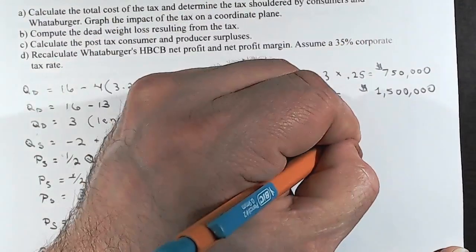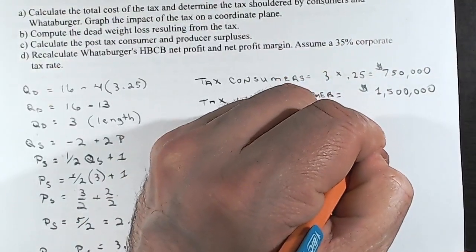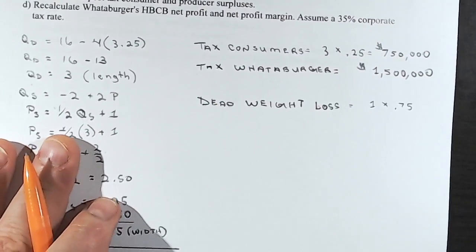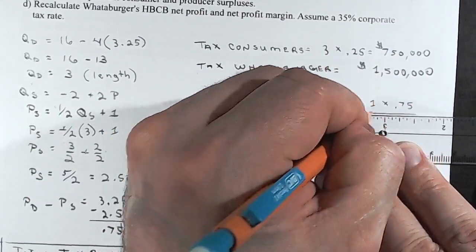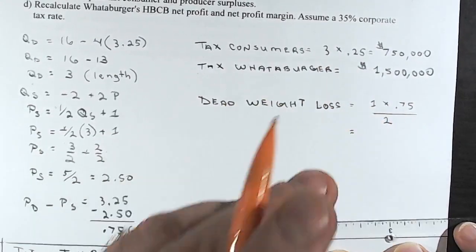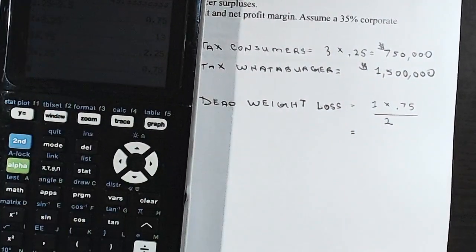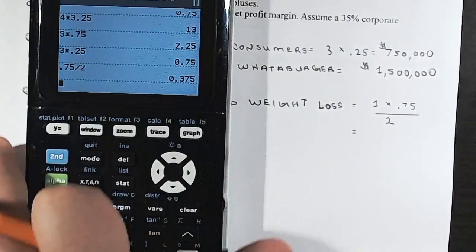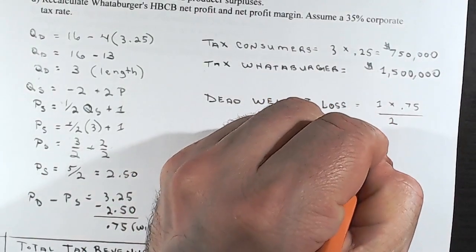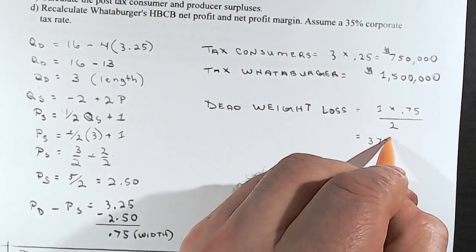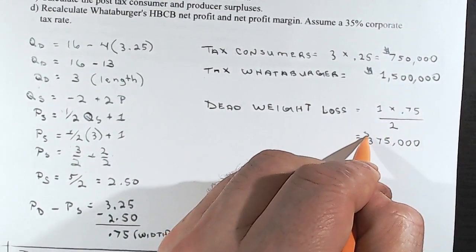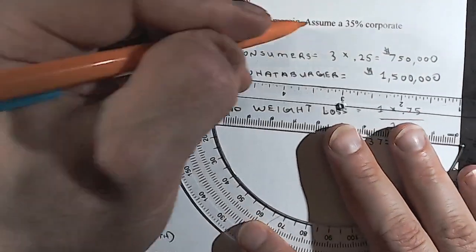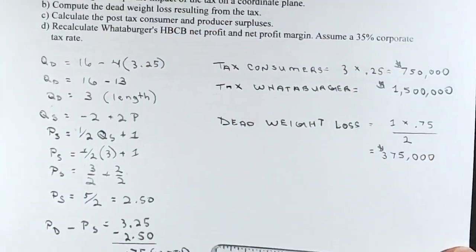So deadweight loss is equal to 1 times 0.75. Oops, can't see what I'm writing. Divided by 2. Okay, and this is going to be money. So we just take 0.75 divided by 2 is 0.375. That's $375,000. That's just been taken directly out of this little market economy. Okay? So that's bad. This is all stuff we needed to compute.